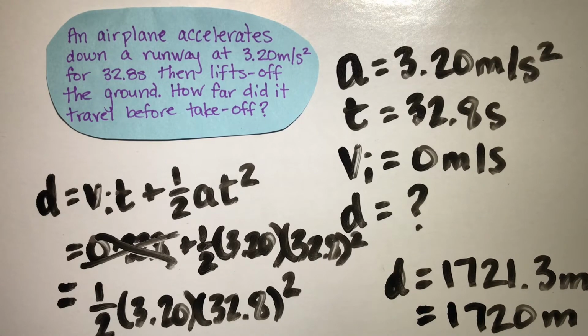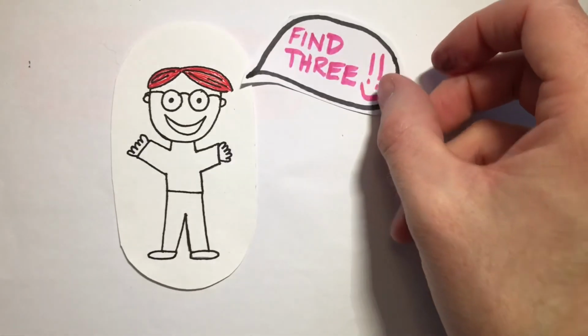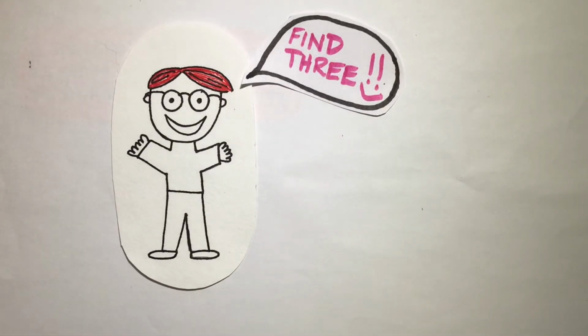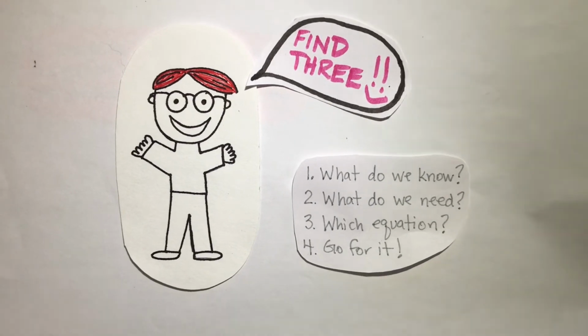Congratulations! You just solved yourself a kinematic equation problem. Before we take a look at a second and harder question, let's keep in mind what we did here. Remember, find 3. So important to find 3 variables before we do anything else and answer these 4 questions. What do we know? What do we need? What equation will I use? And then we go for it.